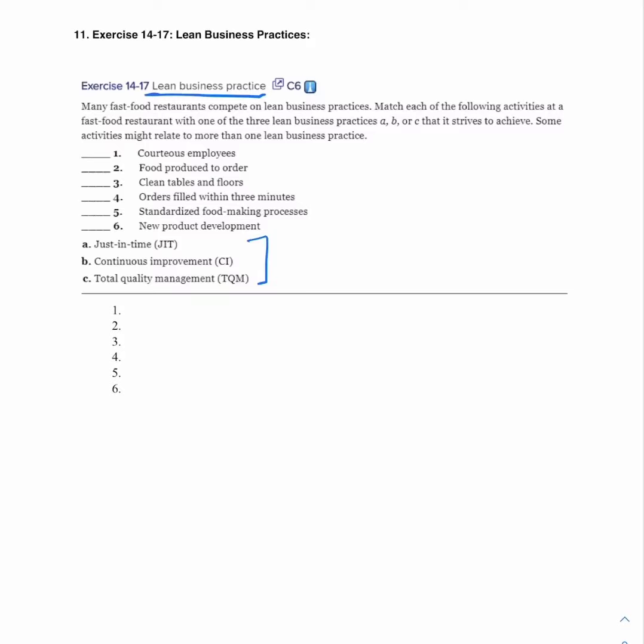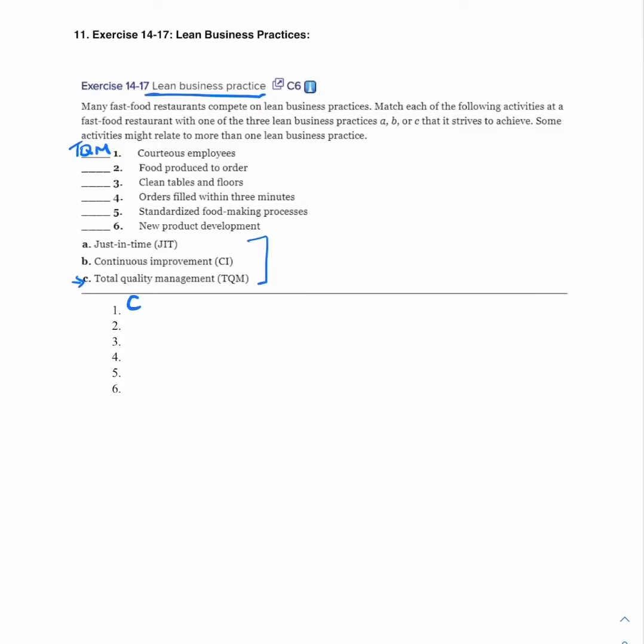Now, in this question, we're just going to go with the best one. You could make an argument for more than one. That's all the question is saying. But for credit on the question, we're just going to go with the one that most accurately describes the practice. So very quickly, the very first one here is courteous employees. So courteous employees, that's not about making something right away. That's not necessarily we're trying to improve. We just expect you to be courteous. So this is what we're going to call total quality management. So if you want to answer it the way they do, number one is C, right? C. But I think it just makes more sense to just call it what it is. It is total quality management.